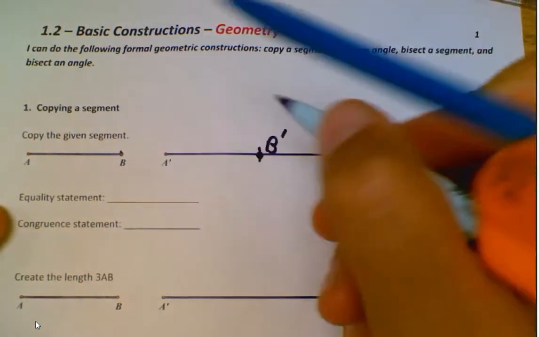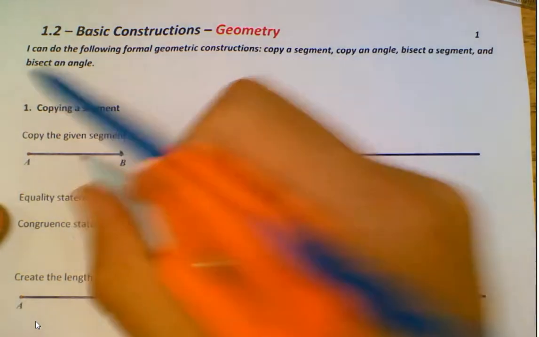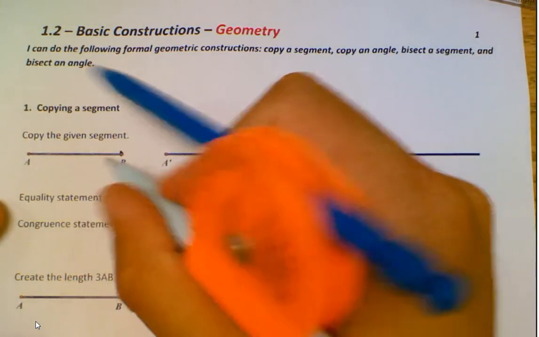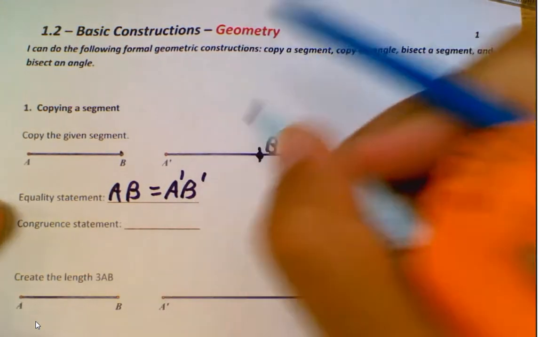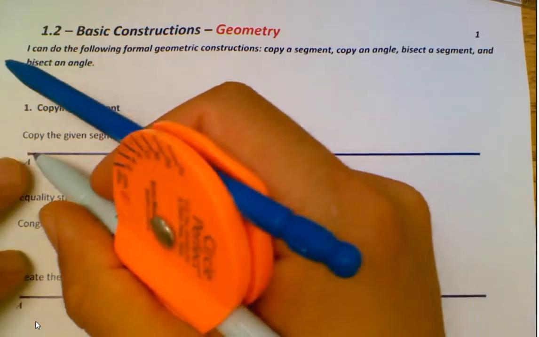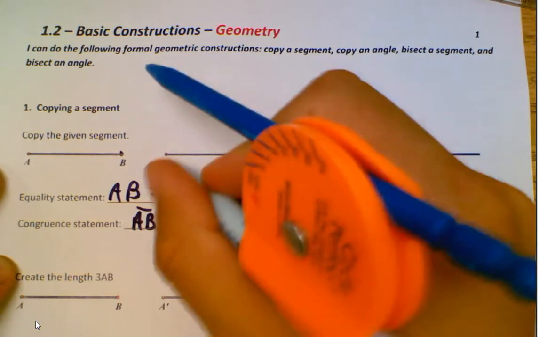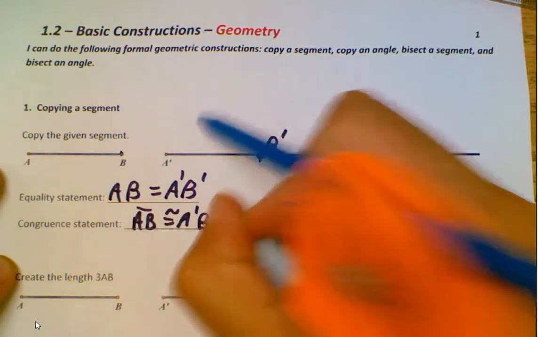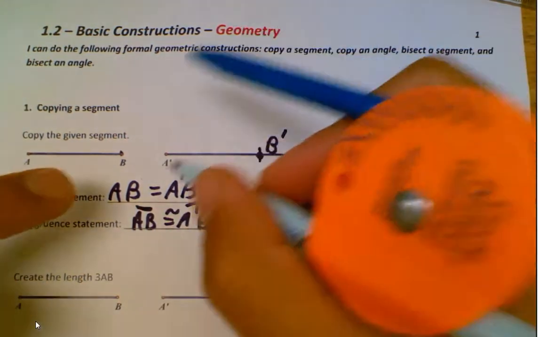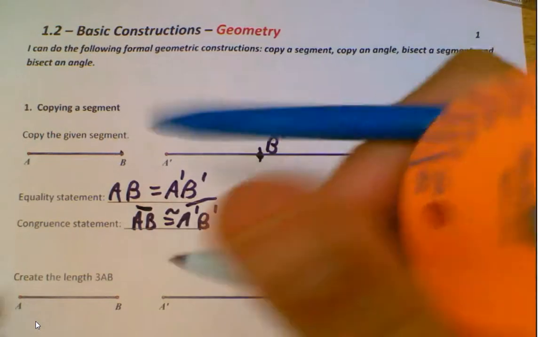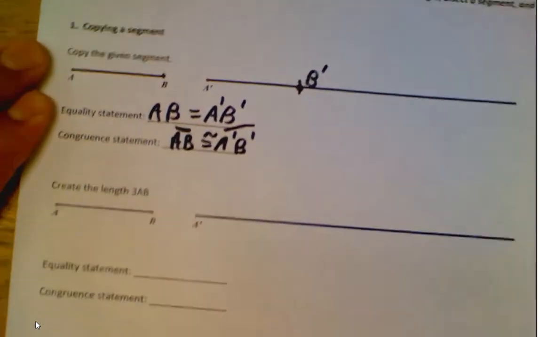The equality statement is just a statement that shows that both line segments have the same measure. So I'm going to say the length of segment AB is equal to the length of segment A prime B prime. And the congruence statement is saying that line segment AB is congruent to line segment A prime B prime. When I'm talking about actual segments, put a line over them. When I'm talking about the length, don't put a line over them. Now for the next example, I want to create the length 3AB.